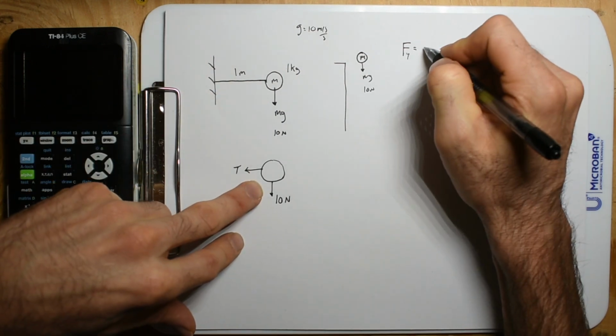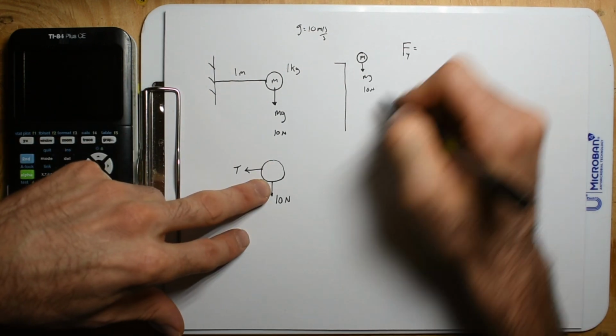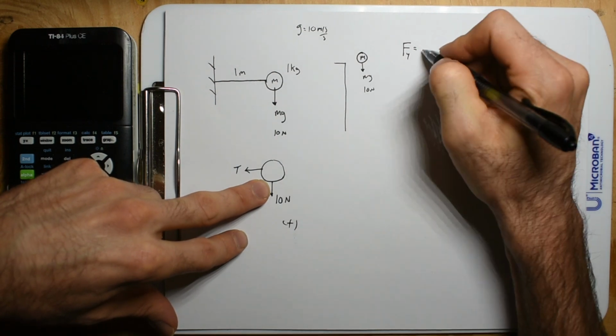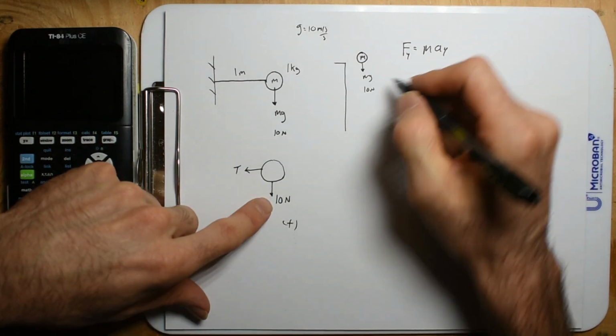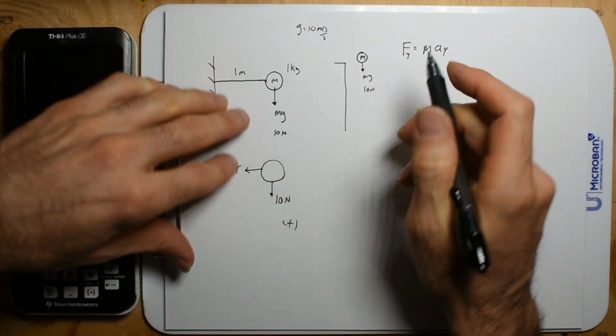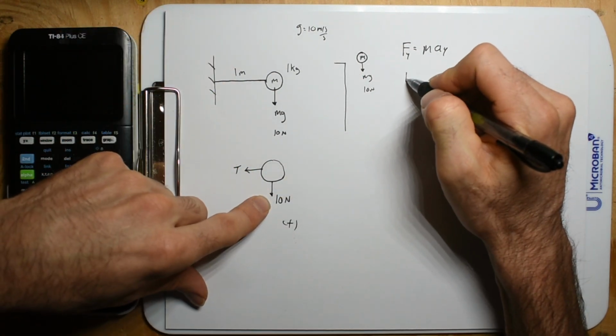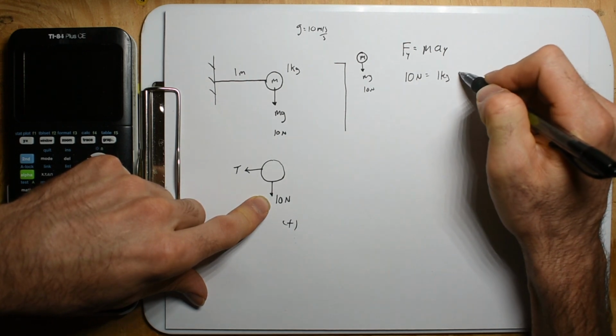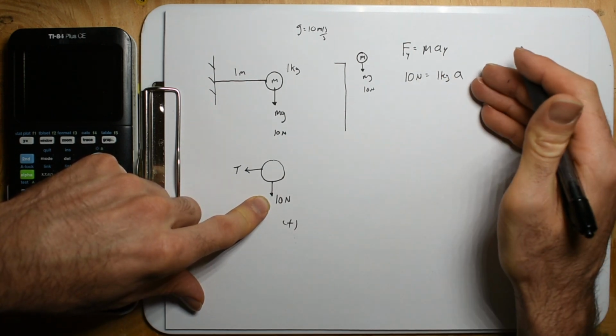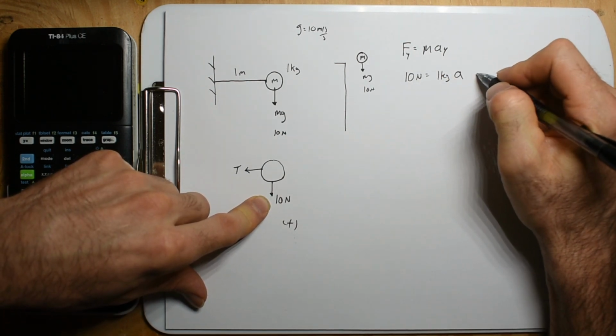So we want to sum forces in the y direction. I'm just going to say this is the positive y. And we have mass times acceleration. This is the only force in the y. Tension's not in the y. And so we have 10 newtons is equal to that 1 kilogram mass times the acceleration, which I'm just going to call a. And then we can rearrange.